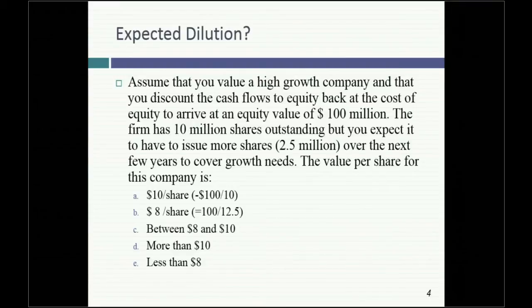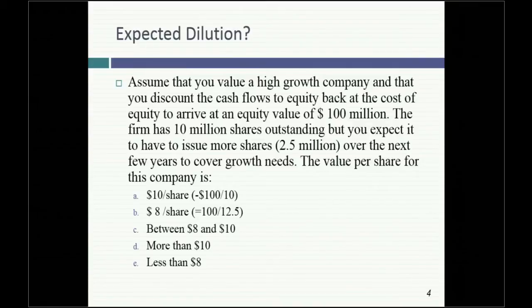What's in the numerator? My present value of cash flows, right? Why am I issuing all these shares? Because I have big reinvestment needs. Do those show up in my cash flows somewhere? What does reinvestment need mean? CapEx, working capital. So my cash flows were probably very negative in years 1, 2, 3, 4, 5, which is why I'm issuing these 2.5 million shares, right? You see where I'm going?